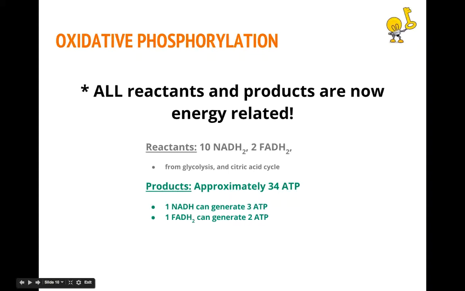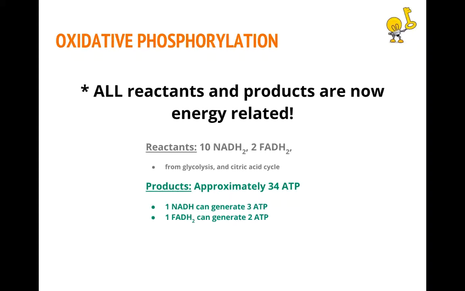So one thing that you've noticed from both these processes, electron transport and chemiosmosis, is that all the reactants and all the products were energy related. We had NADH and FADH2 coming in. In fact, there were 10 NADH molecules. I have a typo here. That should not be a 2. Sorry, I will fix that. And 2 FADH2 molecules. And those are all coming in from glycolysis and the citric acid cycle.